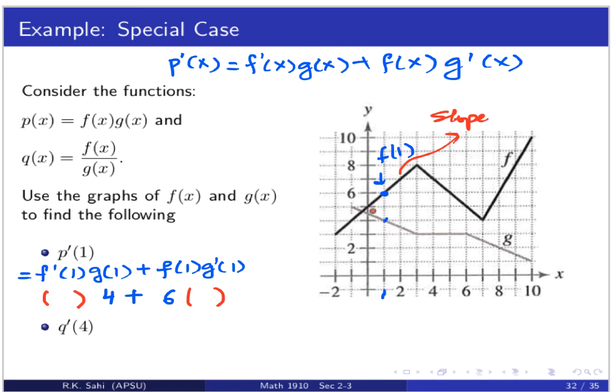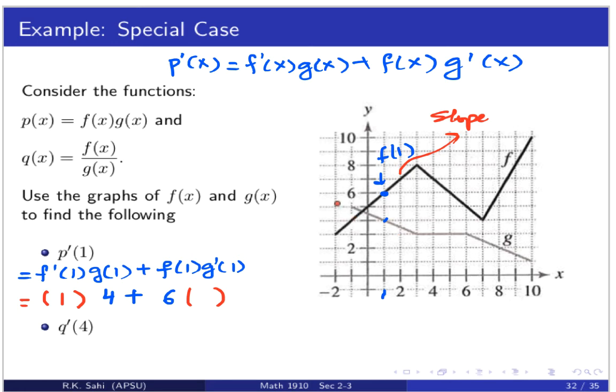What do you think is the slope, guys? The slope is 1. Notice, you go 1 rise and you go 1 up. So f prime of 1 is 1. That's it. What's g prime of 1?